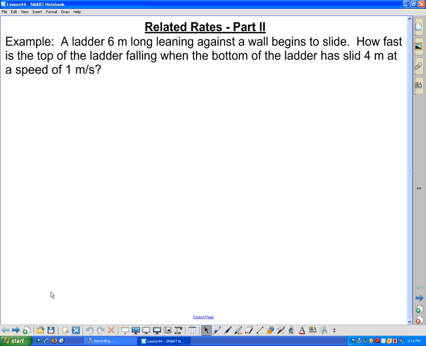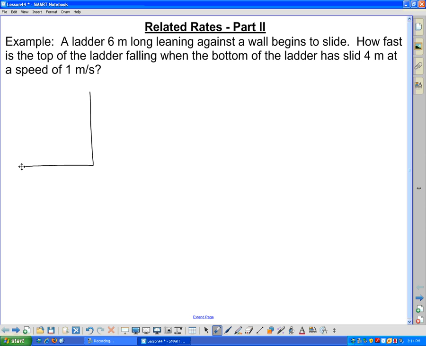All right, as we move into the second part, normally I would do this over 2 full days. It would take 2 full periods, so it's a little bit different when you don't have the interaction, obviously. So I'm going to finish off these last 2 examples. So this time we have a ladder 6 meters long against a wall, and it begins to slide. So very, very important that you draw your diagram.